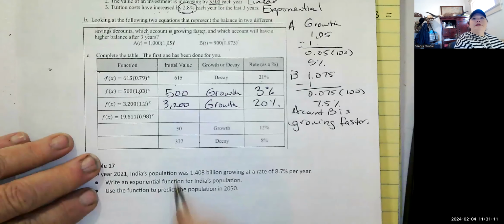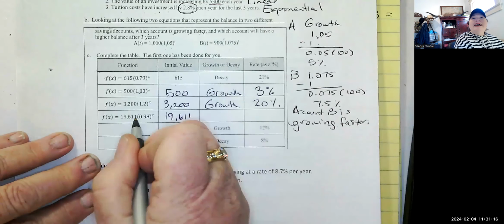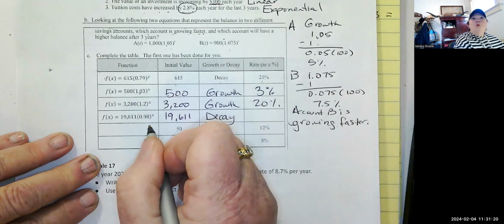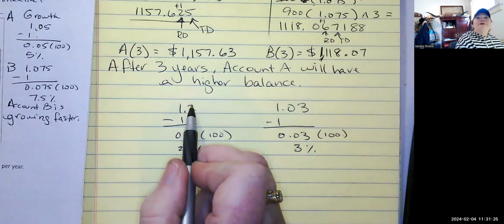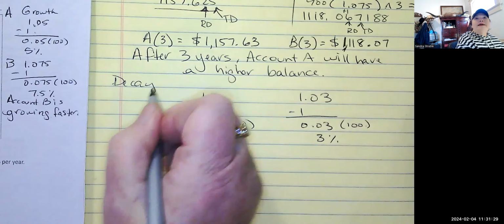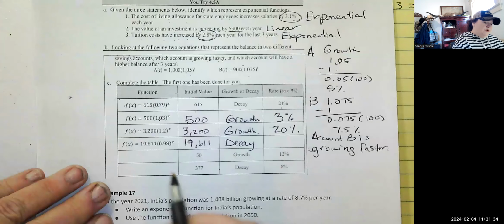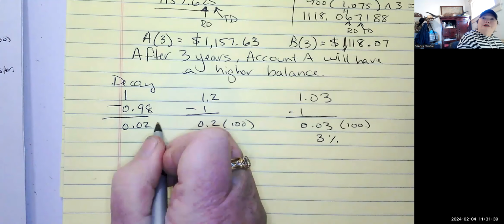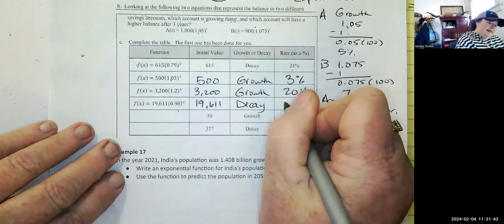All right, next one, initial value is 19,611, and it is decay because the number inside the parentheses is less than 1. And for decay, it's different from growth. It's not the number in the parentheses minus 1. For decay, it's 1 minus the number inside the parentheses, which is 0.98. So I get 0.02. I'm going to take the decimal, change it to a percent, and I get 2%. So for this one, it is decaying at 2%.